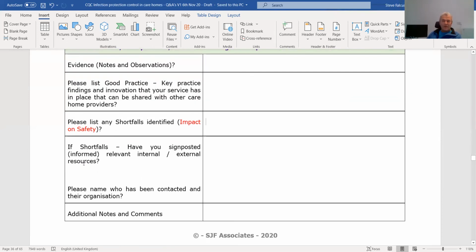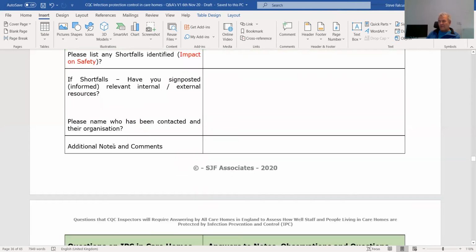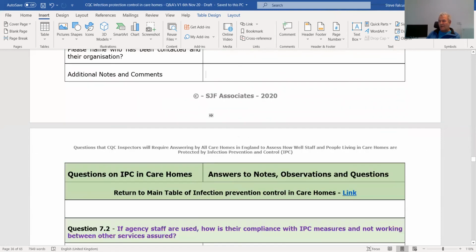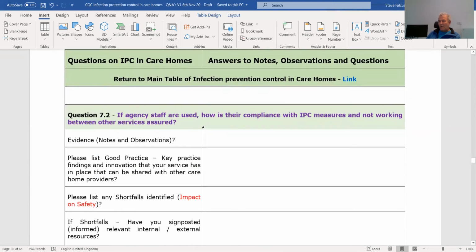Here we're asking you to fill out who you've actually contacted, both internally, for instance, that all staff are aware, and also external resources, such as maybe your local health authority. We're looking here for the contact details of who you've contacted. This is additional notes and comments that you'd like to add. So that's the format of the form.